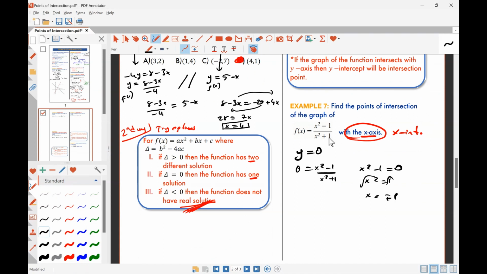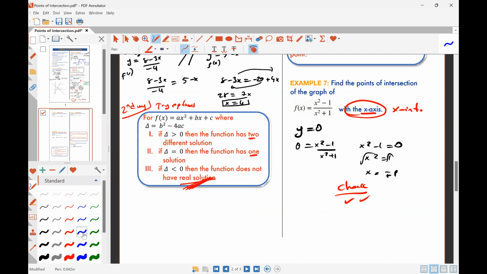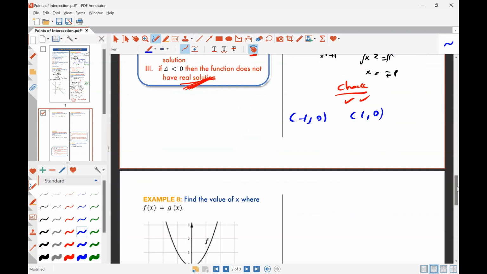X is 1. When I try this in the denominator, it doesn't make it 0. 1 squared plus 1 is 2. It's not 0. Try negative 1 in the denominator. Negative 1 squared plus 1 also not 0. So they both check. So I can use both. So what are the points? The points are negative 1 comma 0 and 1 comma 0. So here are two different points that the graph is passing on the x-axis.